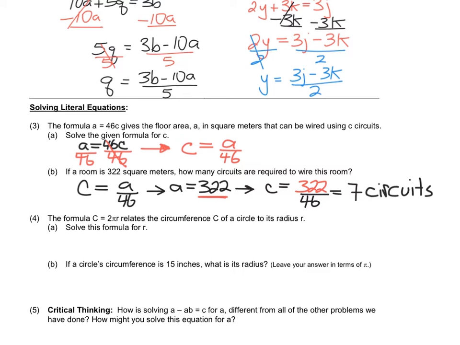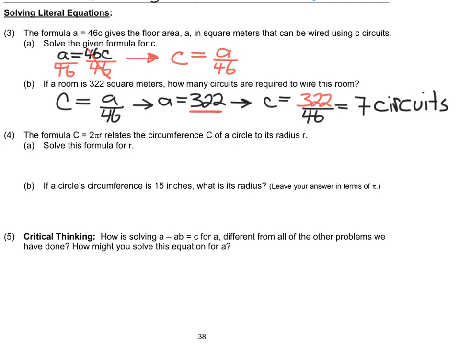The next one, C equals 2 pi r, relates the circumference C of a circle to its radius r. Solve this formula for r. All right, so see the general structure of these kind of questions. First they ask us to do something with the formula in general terms, like we have been doing.